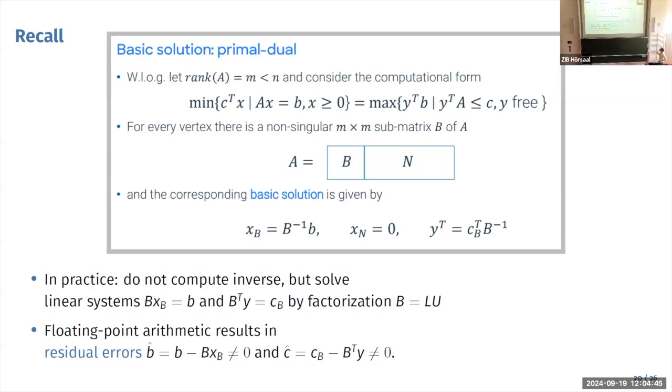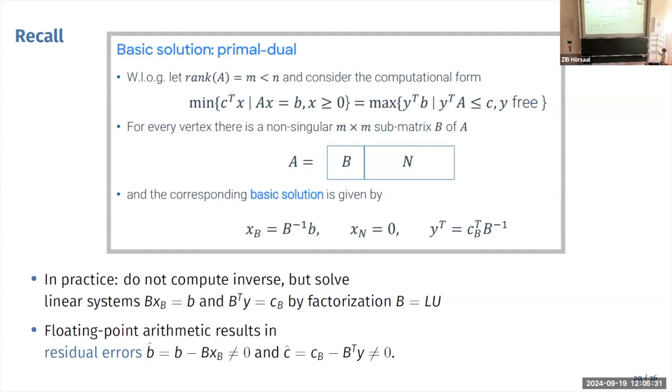So you remember this slide from the first day. A basic solution has an m by m square submatrix of your constraint matrix, and then you set the rest of the variables to 0 or to their bounds, and you compute the value of the basic variables by, well, here it says B inverse times b, but actually what you do in practice is of course solve a linear system of equations, B times x equals b, or similar for the dual, and you do this using a factorization of the basis matrix B into two triangular factors, or some permutation of triangular factors, L and U.